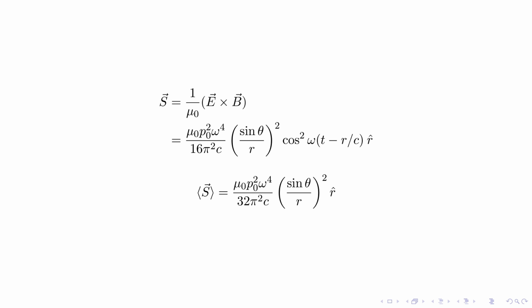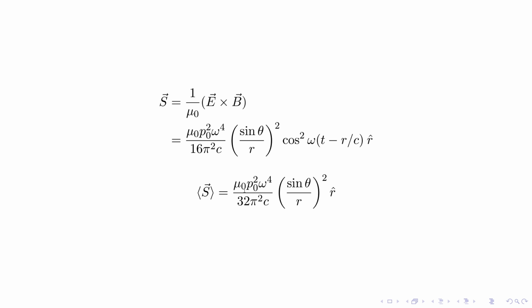So let's calculate the Poynting vector now. The Poynting vector is just 1 over mu naught, E cross B. E and B have the same magnitude except for that factor of c, so we just get rid of one of the mu naughts. So we have 1 mu naught, we have 2 p naughts, we have 4 omegas, and then we have 4 pi squared, which is 16 pi squared, and then the factor of c coming from the B field. Sine theta over r, squared, and we have cosine squared of omega times (t minus r over c).